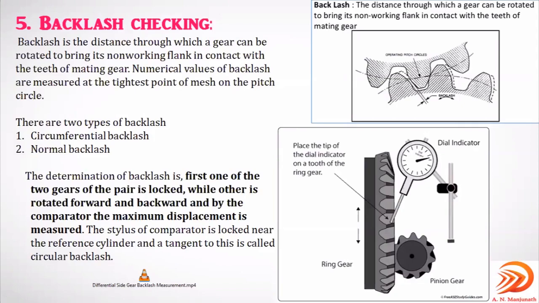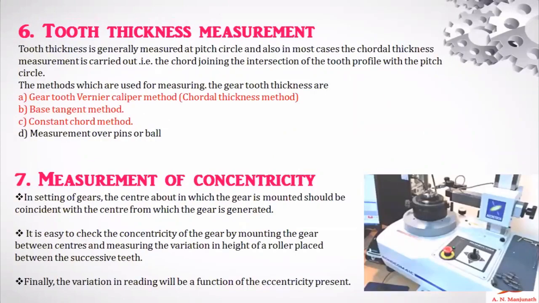Backlash. The sixth element is the tooth thickness measurement. All of you know that one. In the previous classes we discussed these three methods: tooth thickness by using the gear tooth vernier caliper method, also called the chordal thickness method, the base tangent method, and the constant chord method. So these methods we discussed already. This also comes under the inspection of the gear.